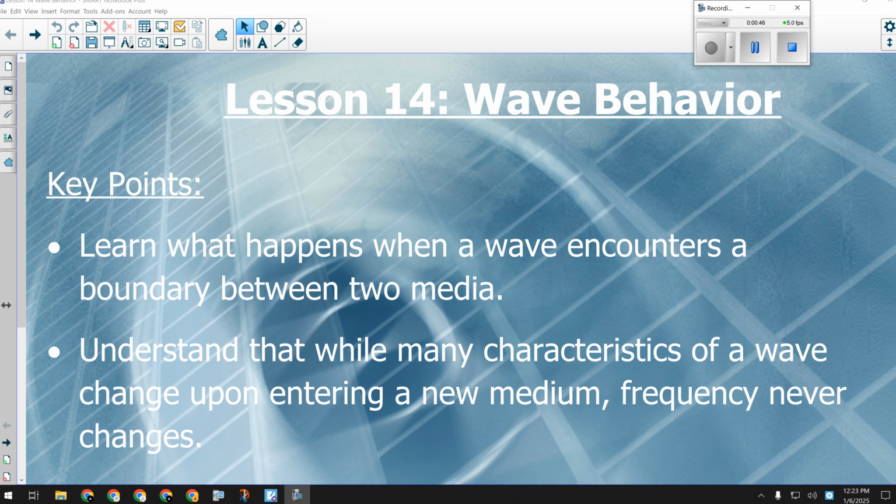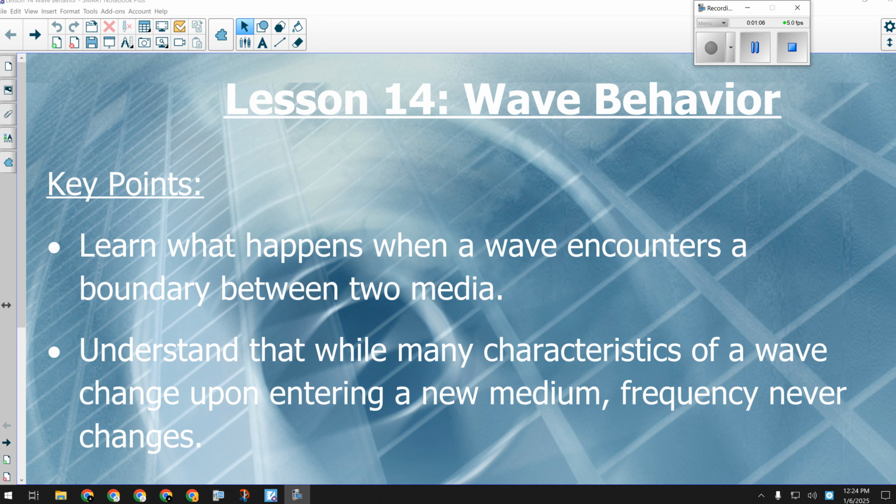All right? Now, just as a quick review, what property of a wave can never change? Frequency. Right. Frequency can never change. That means that when a wave goes from one medium to another, its speed is going to change. The medium controls the speed of the waves.